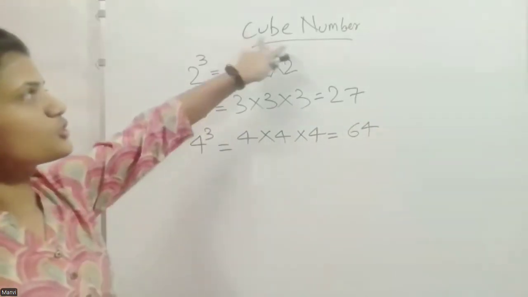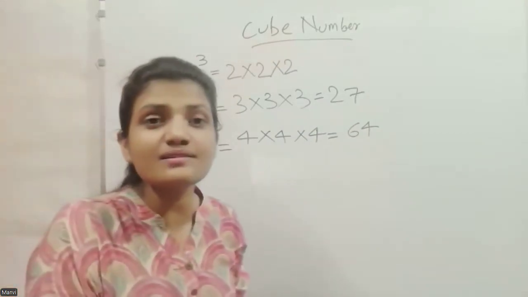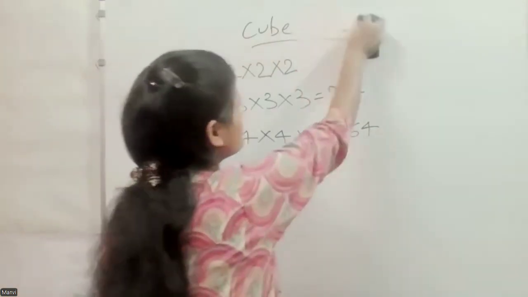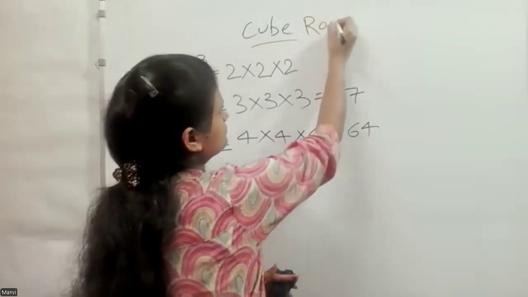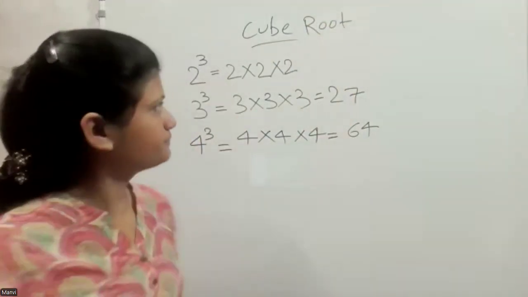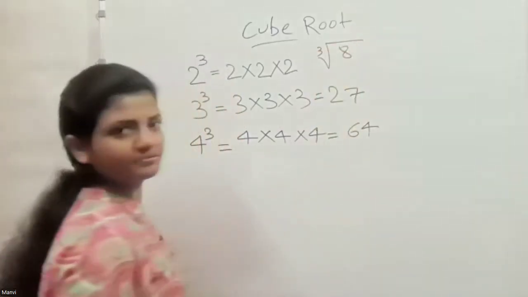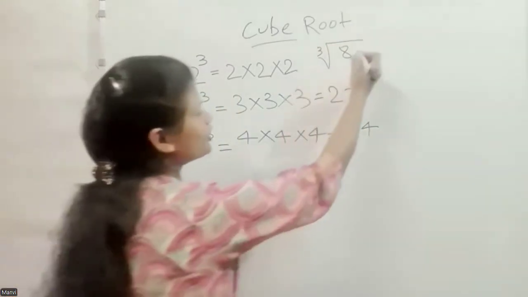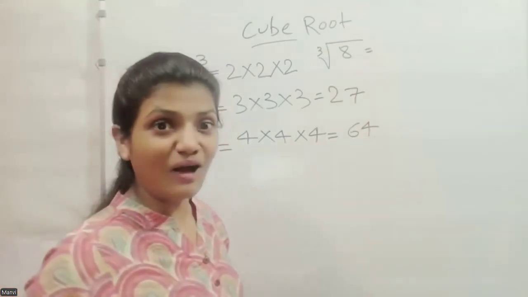What's the opposite of this cube number? It is cube root. Opposite of square number is square root, so opposite of cube number is cube root. So we denote cube root like this way. Cube root of 8. Answer me. Cube root of 8 became what? 2. Wow.